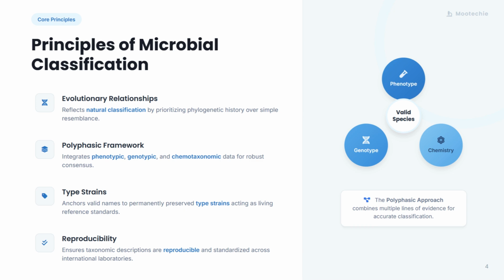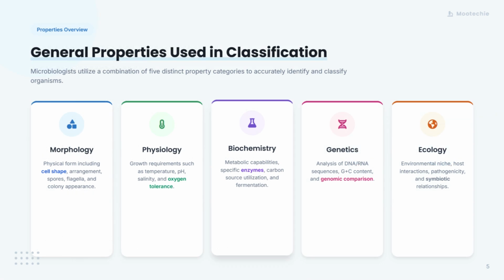The diagram on the right shows 3 circles representing phenotype, genotype, and chemistry, all overlapping in the center to form a valid species. The polyphasic approach combines multiple lines of evidence for accurate classification. This Venn diagram is a perfect visual for the polyphasic concept. True, valid species definition sits at the intersection of all these key data types. With the principles in mind, what specific traits do we actually look at? Here's an overview. Properties overview.